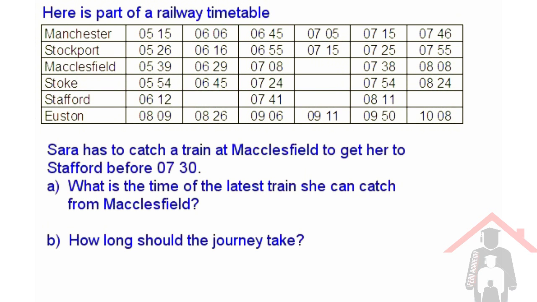This is a typical exam question. Take a few moments to read it through. Then I'll work through it with you. Sarah wants to arrive in Stafford before 7:30. Here's Stafford, and we can see that this train arrives after 7:30, so that's too late. This train doesn't stop in Stafford, so she has to catch this train. This train departs Macclesfield at 5:39.